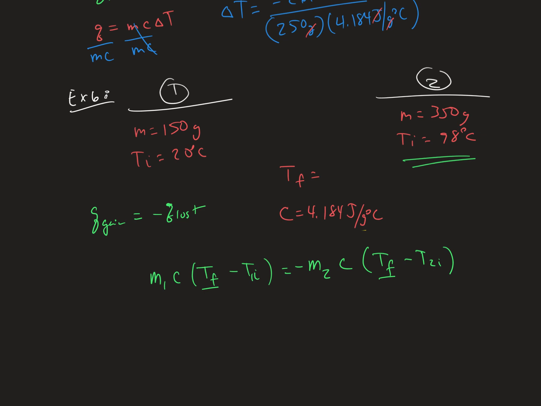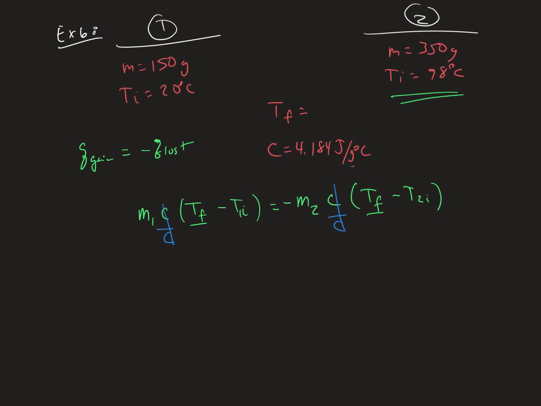All right, let's simplify this before we do anything else. You see how we can divide both sides by C? We don't even need that because they both have the same specific heat capacity. So will it always be the same? No, if you're mixing water with soda, they're not going to have the same specific heat capacity.